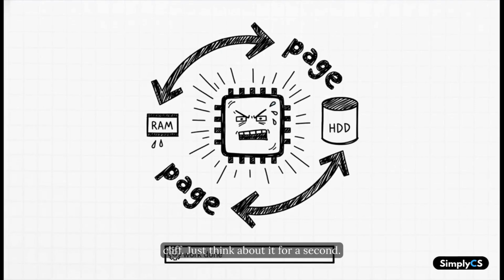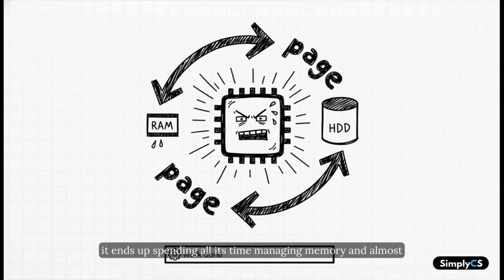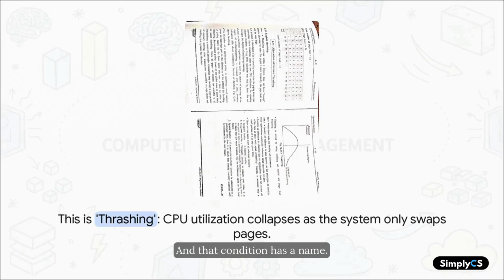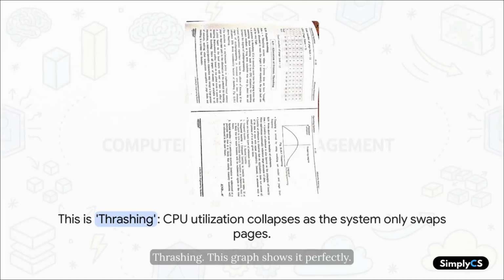Just think about it for a second. That swap we just talked about, it takes time. Your hard drive is thousands of times slower than your RAM. So if your system is so low on memory that it has to constantly swap pages back and forth, just to keep running, it ends up spending all its time managing memory and almost no time actually getting work done. And that condition has a name: thrashing.